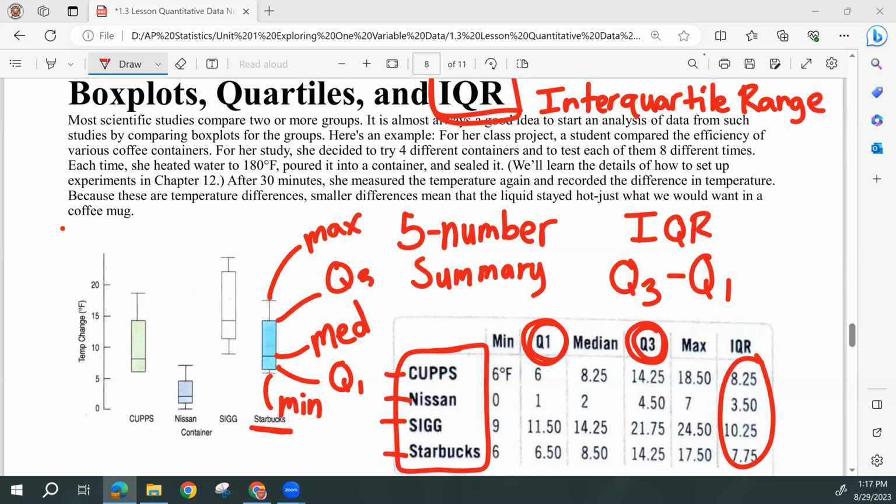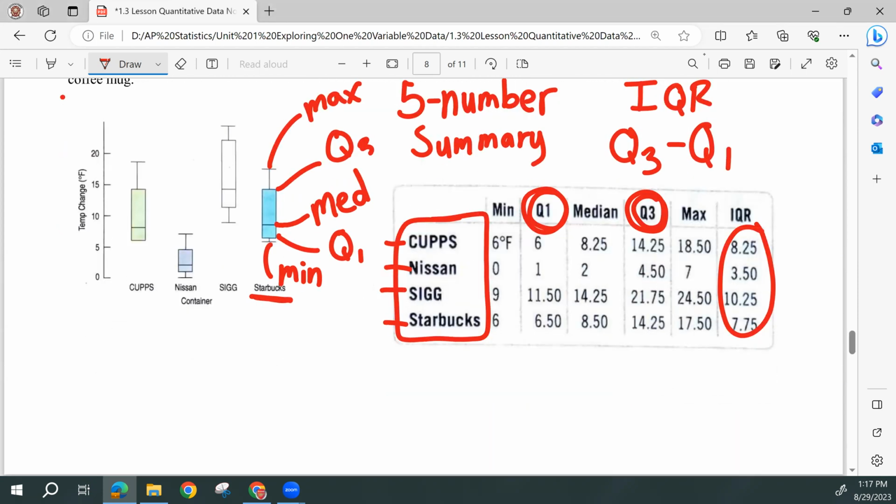And if you're unlike me and you were paying really good attention, you would notice that the IQRs are already there. I missed that totally. But that's okay. It's good to practice how to find them so you can check your answers. The answers are right there. So this gives us our 5-number summary for each of those box and whisker plots, and then the IQR, which tells us how far apart is the middle 50% of the data.